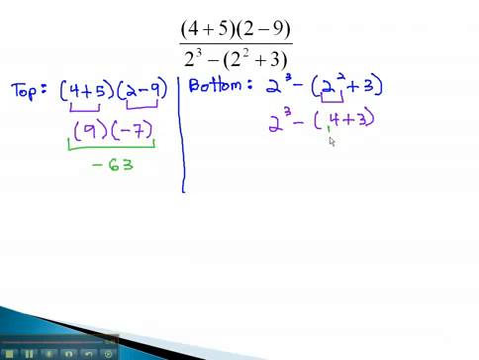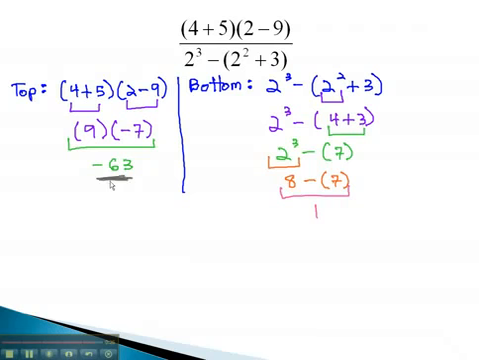Now we finish the parentheses, adding the 4 plus 3. 2 cubed minus 7. Next, after the parentheses, we are asked to simplify exponents. 2 cubed is 8, minus 7. And finally, 8 minus 7 is 1.